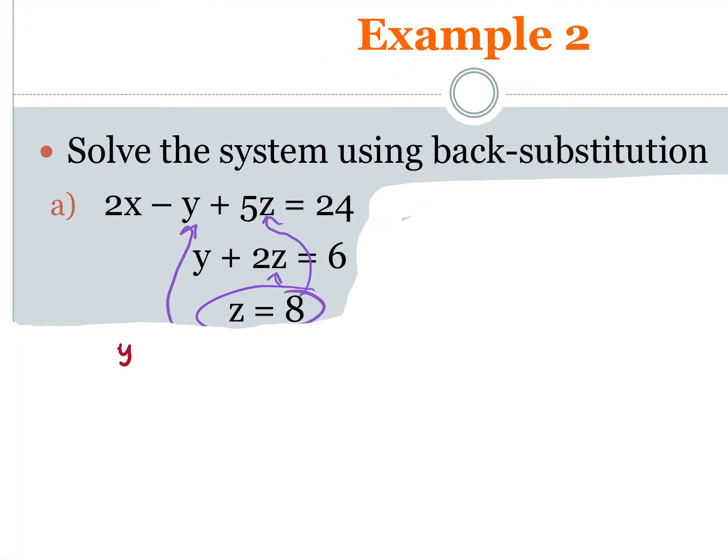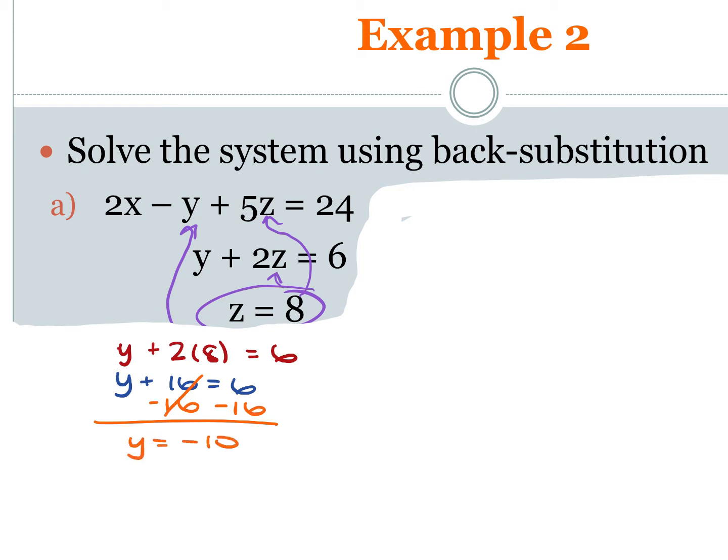So this is going to give us y plus 2 times 8 is equal to 6. This simplifies to be y plus 16 is equal to 6. We move the 16 over by subtracting it from each side, and we get that y is equal to negative 10. From here, we're going to take this y as well as this z and plug it in for y and z in that top equation.